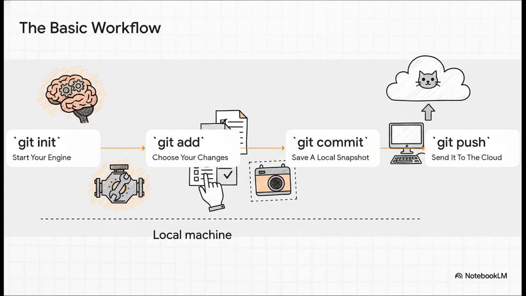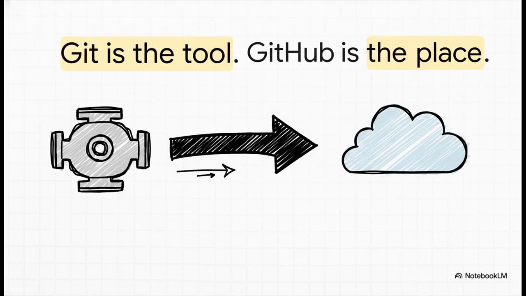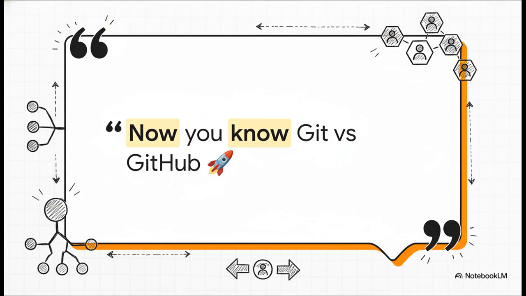The final step is git push, and that's the command that sends all your saved snapshots from your engine all the way up to the cloud to your GitHub repository. And that's really all there is to it. Git is the tool on your computer, GitHub is the place on the web. One's the engine, the other is the cloud. It's that straightforward. And there you have it. Seriously, that's it. It's really that simple. You've now got the core concept down pat, and you can say with confidence you know the difference between these two critical pieces of technology.